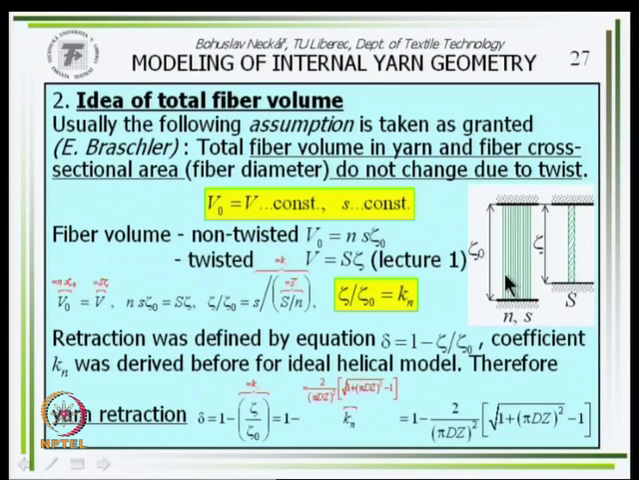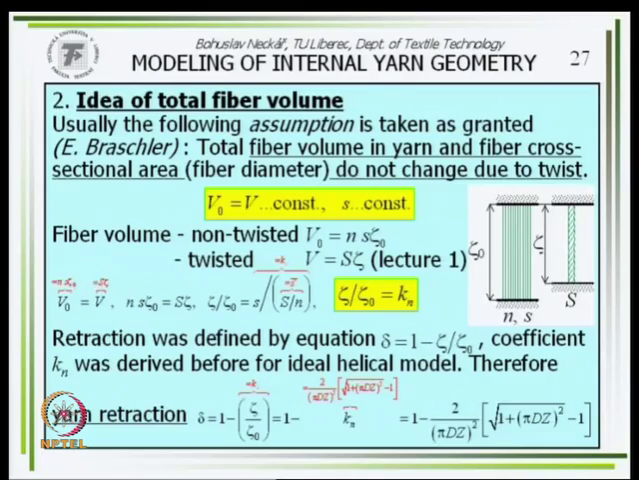Let's continue our theme about the yarn retraction based on the ideal helical model. We spoke about the starting position of the fiber bundle, the parallel fiber bundle, and the twisted yarn. In the idea of Brashler, we assume that total fiber volume in yarn and fiber cross-sectional area, meaning fiber diameter, don't change due to twist.